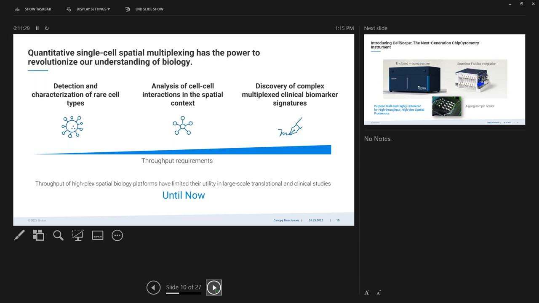With the design of the CellScape instrument, we've integrated a lot of feedback from our existing customers. What we've heard, and I think this is true across the spatial biology market, is that regardless of the development phase your research sits in, all the way from the really early discovery phase up to broad scale clinical type applications, the throughput of these types of systems has really been a hindrance to large scale adoption. That's one of the main things we've sought to address with the design of the CellScape instrument.